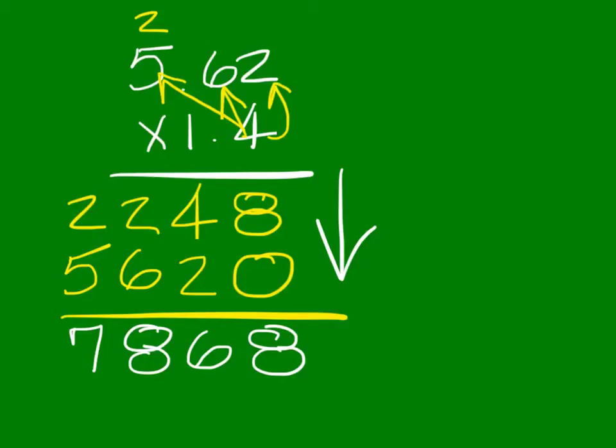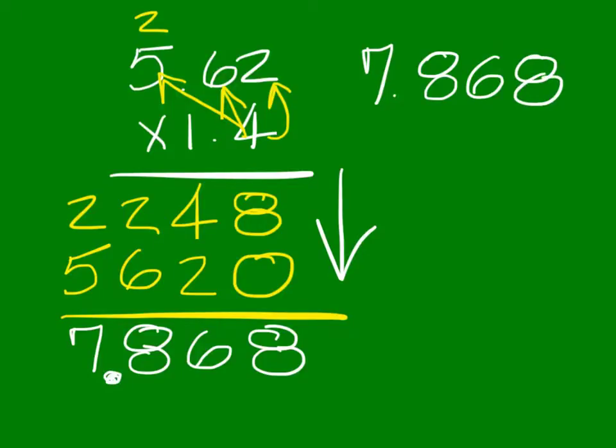Look at the decimal places. How many numbers do I have to the right of the decimal point up here? How many are to the right of the decimal point here? 2 and 1. How many numbers altogether are to the right of a decimal point? 3. So go down here and start right there and move over 1, 2, and then 3. That's where the decimal point goes. So your answer is 7.68.